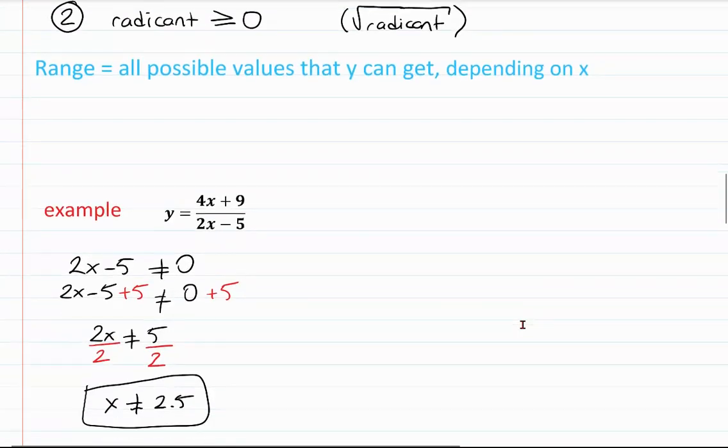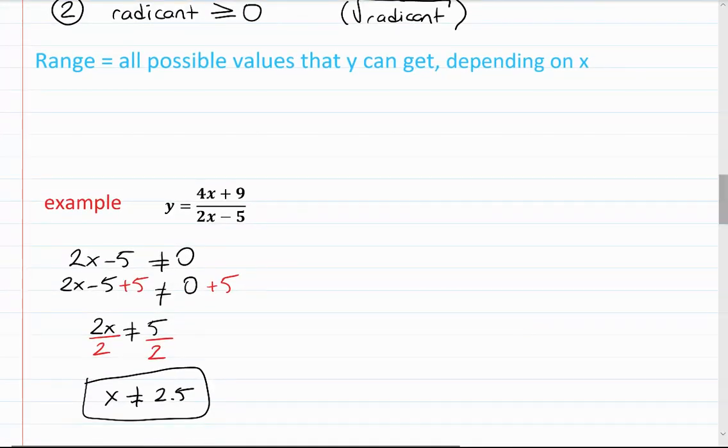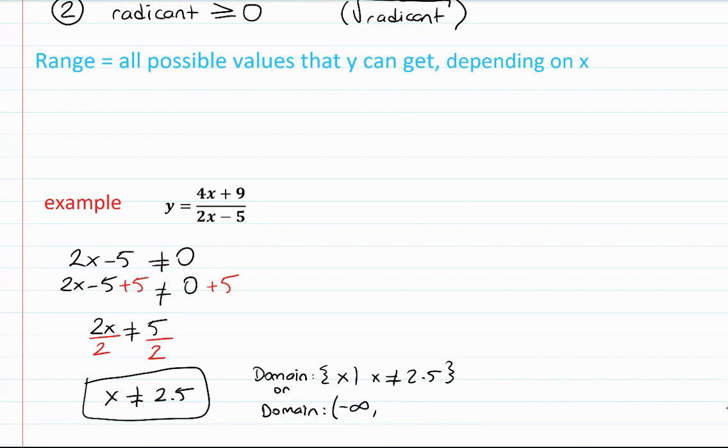Okay. So my domain, I can write it like this: domain, x cannot be equal to 2.5. Or I can write the domain like that: negative infinity to 2.5, union 2.5 to positive infinity. So this says we cannot take 2.5, but we can take other values.